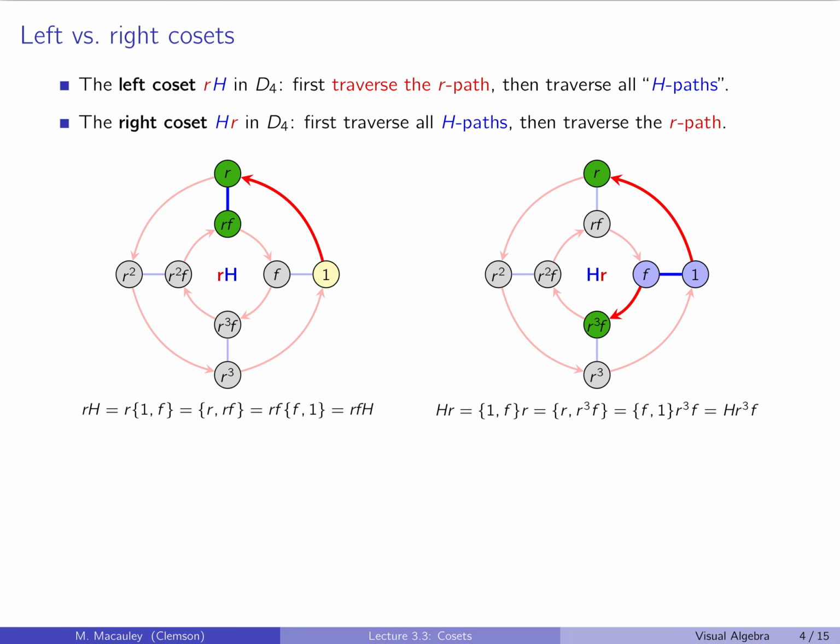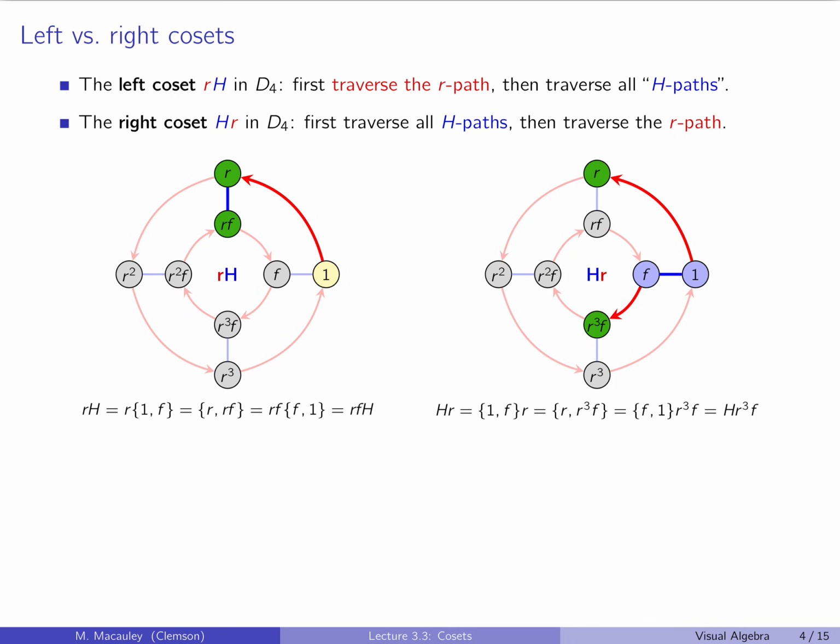Let's explore this in a little more detail and compare left and right cosets. The left coset RH means first traverse the R path and then traverse all H paths. Whereas the right coset means first traverse all H paths and then traverse the R path. So RH means first do R, then do the H paths. Whereas HR means first do the H paths, and from there do the R paths. You see how you get a different result.